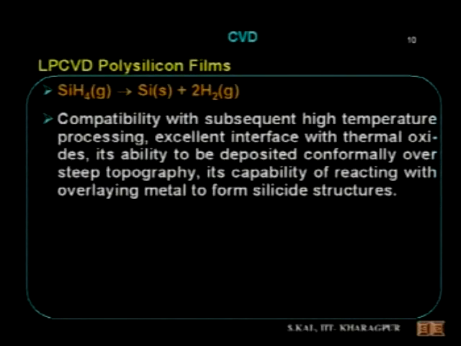and the depressions and elevations are very large. In that case, you will have steep topography, that means crests and valleys are there over the surface. And on those surfaces, if you want to have homogeneous or conformal deposition, that means the deposited film will be of conformal nature, will be of uniform surface. So that is achieved in case of LPCVD of polysilicon. That means you can have good step coverage.